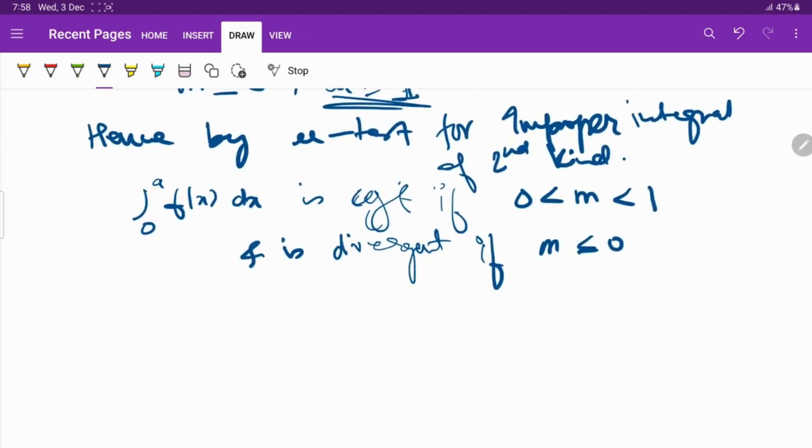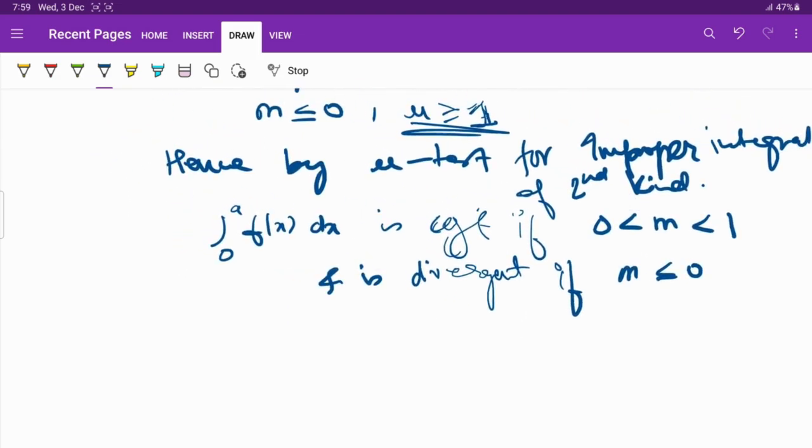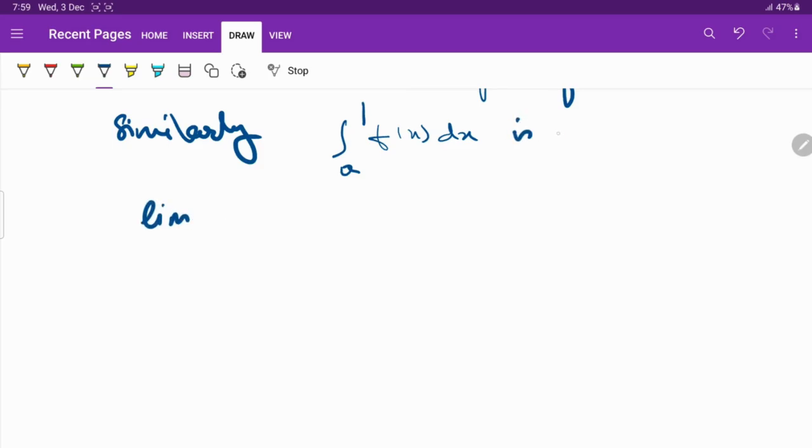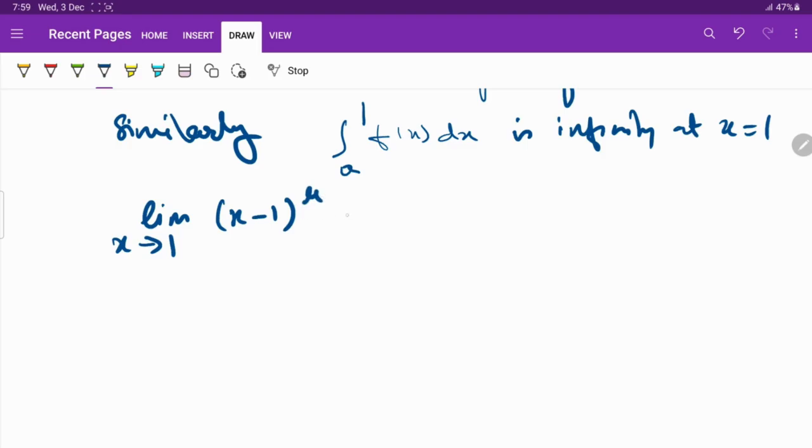Okay, obviously similarly we also have to check for the values of n. So similarly for the other integral, that is a to 1 f(x) dx, what we have for this is infinity at x equals 1. So limit x tends to 1, (x minus 1) to the power mu, (1 minus x) to the power n minus 1, x to the power m minus 1.